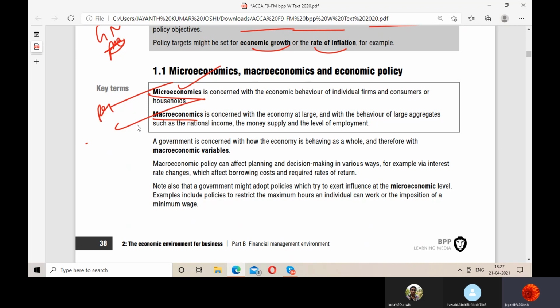I will study under microeconomics, and macroeconomics studies, if you combine all those individuals, all those companies, all those firms, all those businesses, if I club all of them, it becomes a part of macroeconomics. Okay.